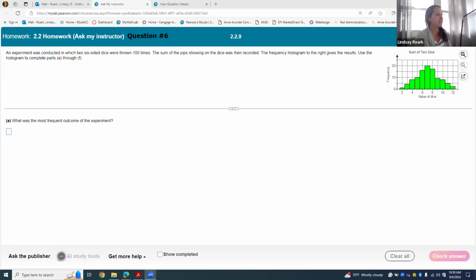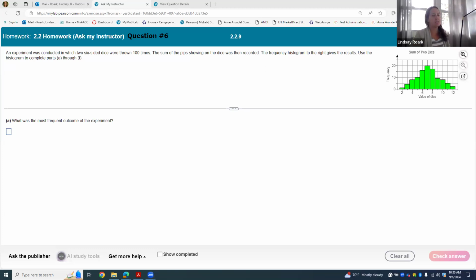So the question that I received was: an experiment was conducted in which two six-sided dice were thrown 100 times. The sum of the pips shown on the dice was then recorded. It sounds kind of complicated, but the pips are just like the dots. So they're saying they just rolled two dice and then counted them, right? And it says the frequency histogram to the right gives these results. Use the histogram to complete parts A through F. So A through F, that's a bit extensive there. So let's go ahead and get started.